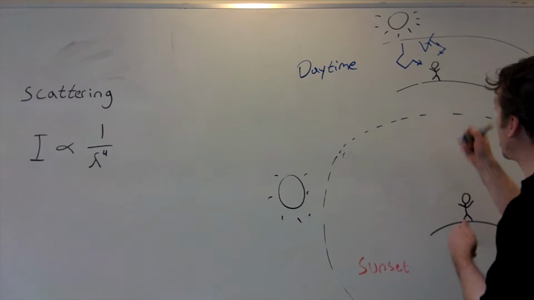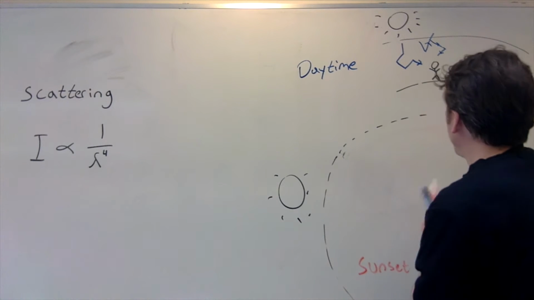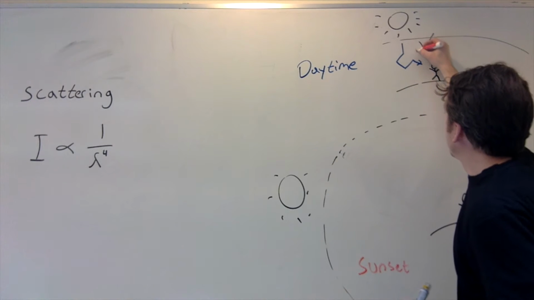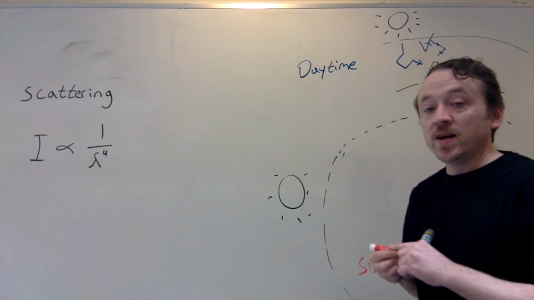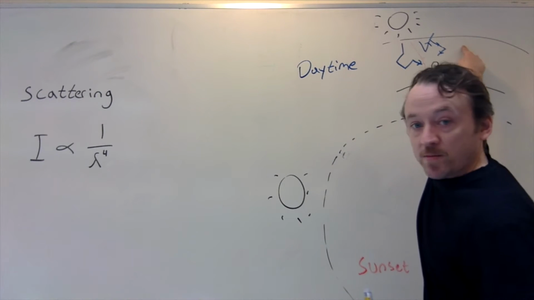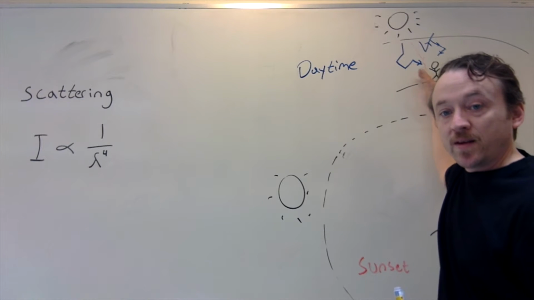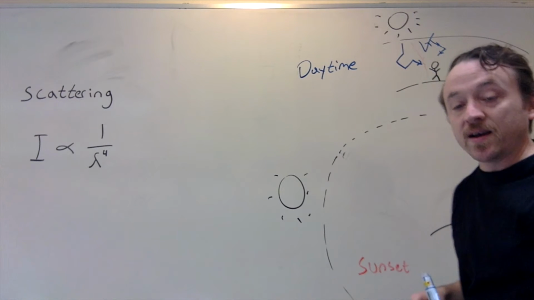So I end up seeing the blue light come from all different directions. The red light isn't scattered as well, so it only comes mostly straight through. So I don't see as much red light, because I am not seeing the red light from over here. I'm only seeing the red light that's coming straight through. The blue light, though, I see coming from every single direction that there is. So I end up seeing a blue sky.